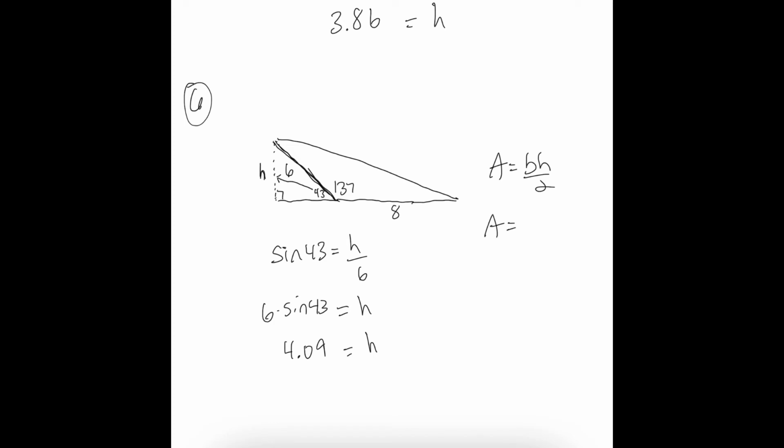Okay, so area, base times height divided by 2. Area equals my base of my original triangle, which is 8. So 8 times 4.09 divided by 2. Okay, let's do that. 8 times 4.09, and that divided by 2. So the area of my triangle is 16.36 meters squared.